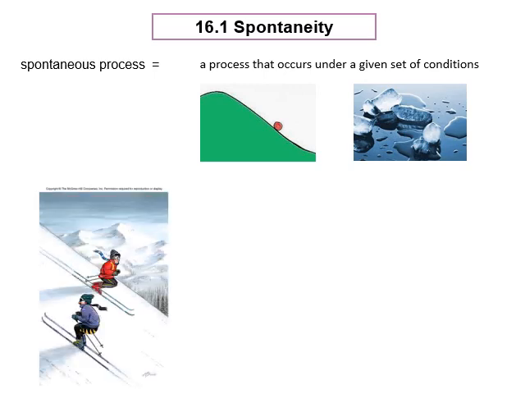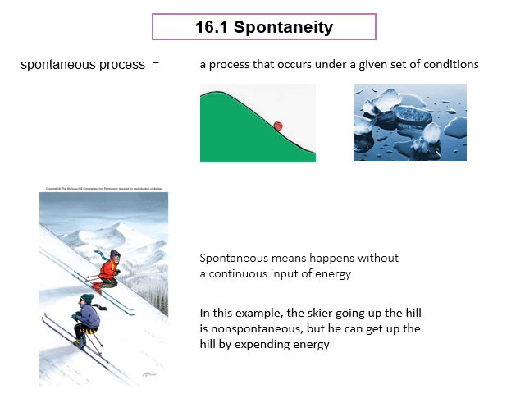This is one of my favorite images for the idea of spontaneity. Spontaneous means it will happen without a continuous input of energy. In this example, the skier going up the hill is non-spontaneous, but he can get up the hill by expending energy. It's important to note, however, that when a chemist uses the term spontaneous, he or she doesn't mean suddenly or fast. It just means that it will happen in that direction.